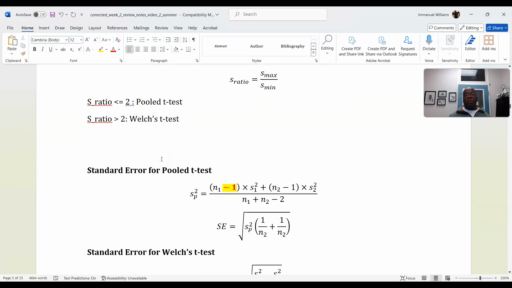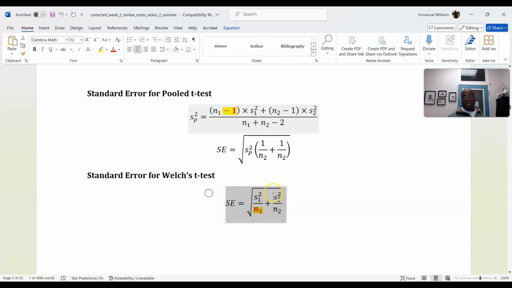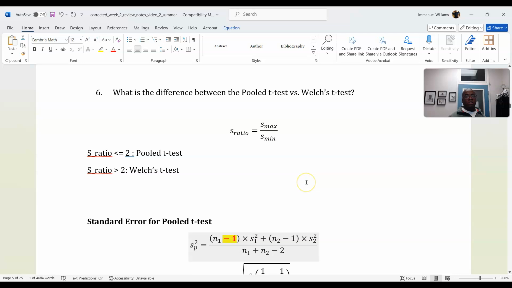So why do we need two different techniques? It's how we measure the variability from sample to sample, and that is dictated by our standard error. For the pooled t-test, the standard error is found in this particular manner, where Sp squared comes from this equation. N1 is the sample size for group 1, N2 is the sample size for group 2, and S1 and S2 are the standard deviations for group 1 and group 2. Welch's t-test is a lot simpler. It's just this equation here. That is the standard error, and that's the difference between the Welch's and the pooled t-test.